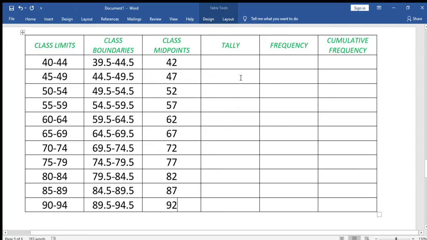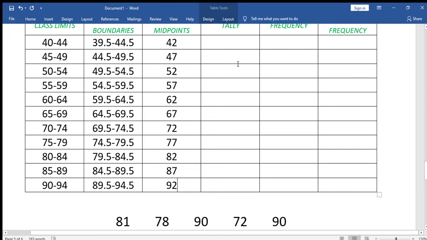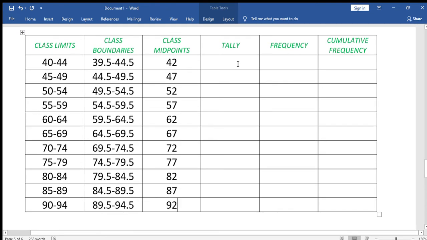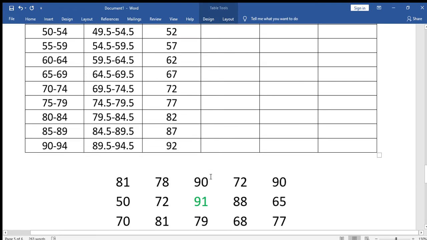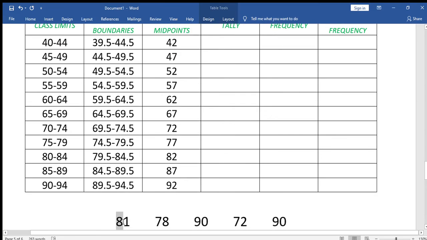Okay, next we are going to make now the tally. How do we use the tally? The tally is simply to find out the scores, where will it fall? So let's tally the first one. Let's say we have 81. Where can we find 81? 81 can be found here, using your class limit 80 to 84. So you just have to tally.